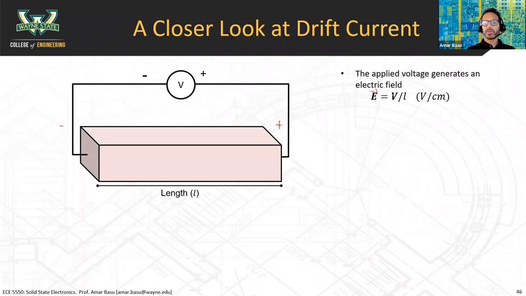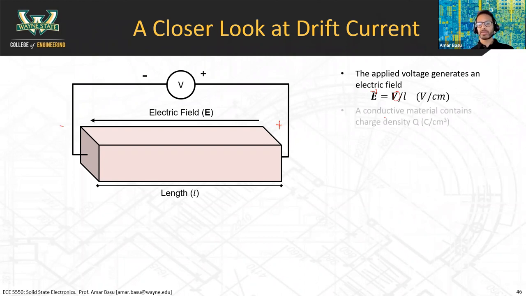This should not be bolded here, by the way. This voltage is a scalar quantity. It does not have direction. Voltage does not have direction. Electric field does.